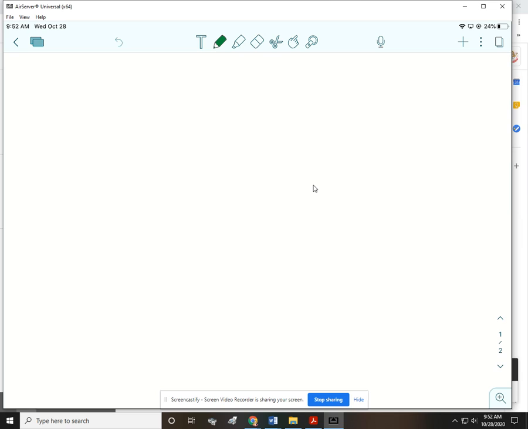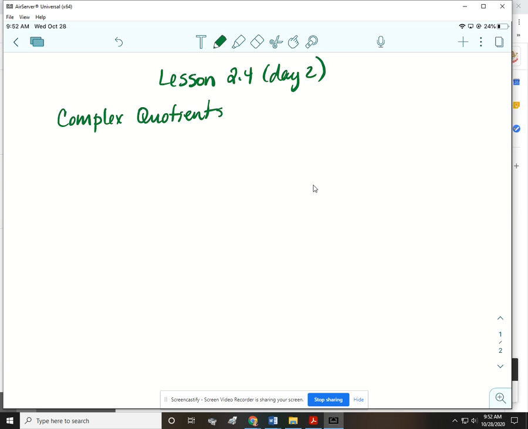All right, so this lesson is going to build on what we learned about complex numbers. So we'll have lesson 2.4, day 2. And we're going to be finding complex quotients. And we're going to solve some equations using the quadratic formula that are going to have complex solutions.